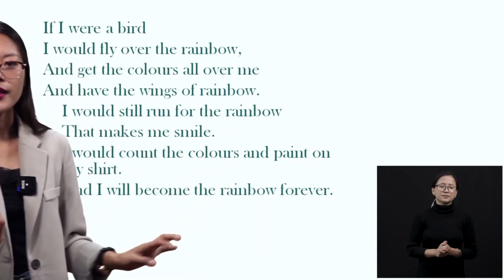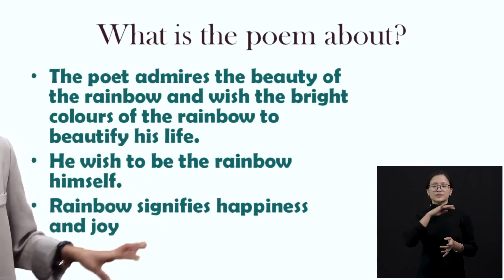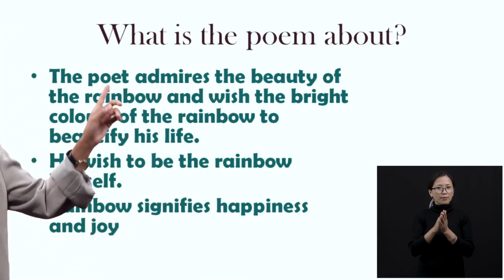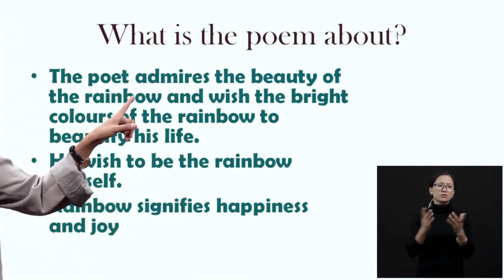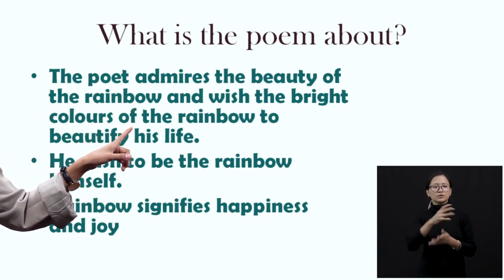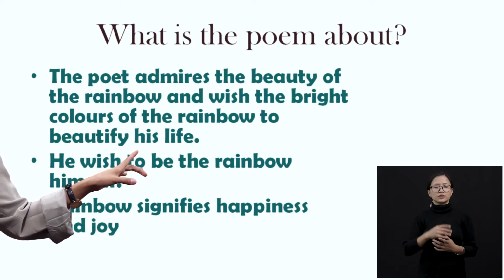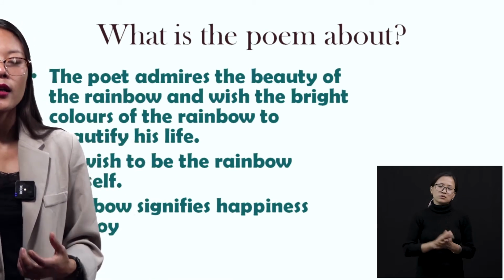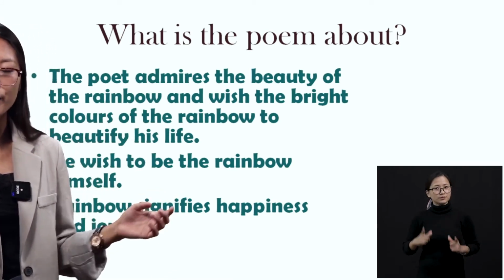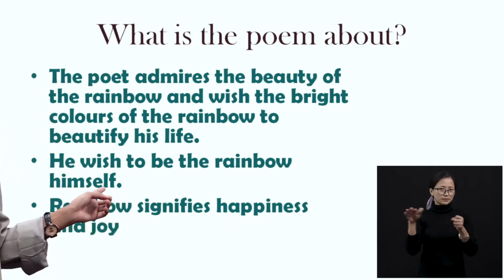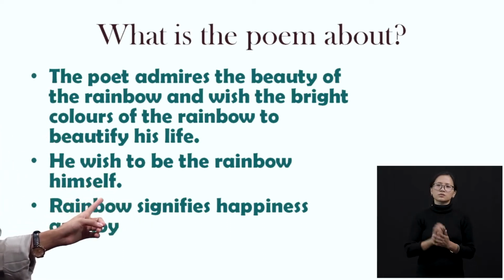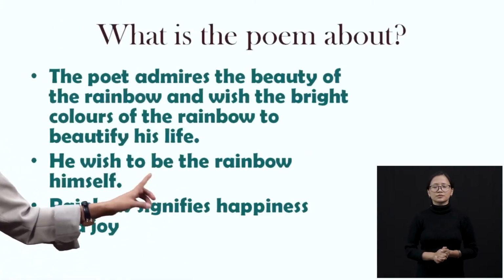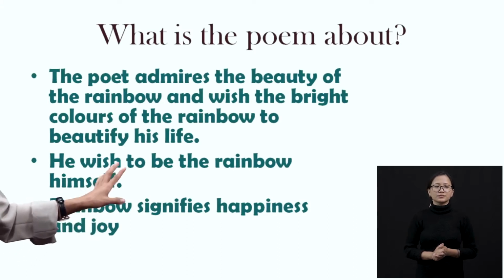So this is all about the rainbow, and we will just summarize it, okay, in a few lines. So what is the poem all about? In the poem, the poet admires the beauty of the rainbow and wishes the bright colors of the rainbow to beautify his life, right? We have come across that. The boy really admires the rainbow and he wished that the rainbow would beautify his life, right? To make his life colorful. He wished to be the rainbow himself, right? We have all seen that in the last line, see? And I will become the rainbow forever. See, the boy wants to be the rainbow himself, right? He loved the rainbow that much.